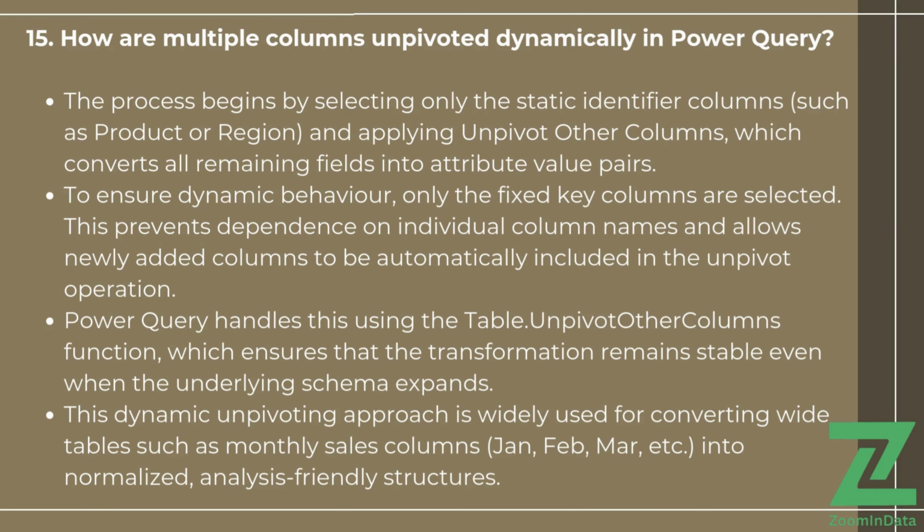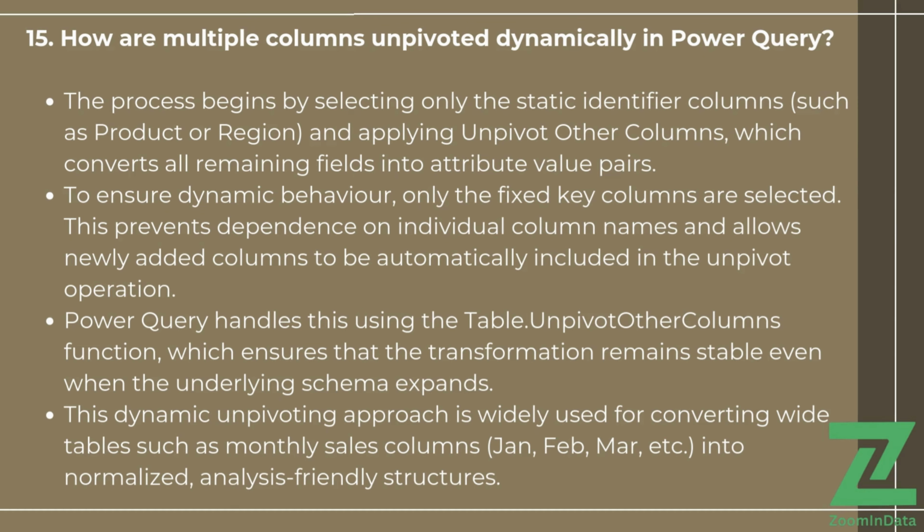15th question. How are multiple columns unpivoted dynamically in Power Query? The process begins by selecting only the static identifier columns, such as product or region, and applying unpivot other columns, which converts all remaining fields into attribute value pairs. To ensure dynamic behavior, only the fixed key columns are selected. This prevents dependence on individual column names and allows newly added columns to be automatically included in the unpivot operation.